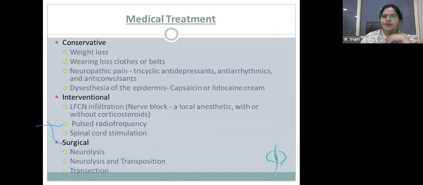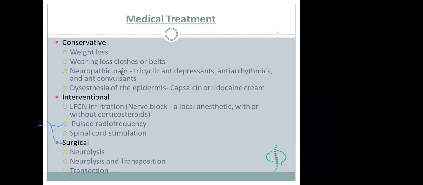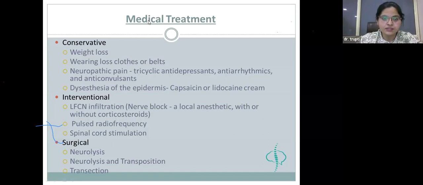So here comes the medical treatment. Conservatively, what they ask is weight loss. Dr. Trupti, a couple of questions. Can you talk about the diaphragmatic lifting technique? Okay, so I will show it on the patient. Sure.